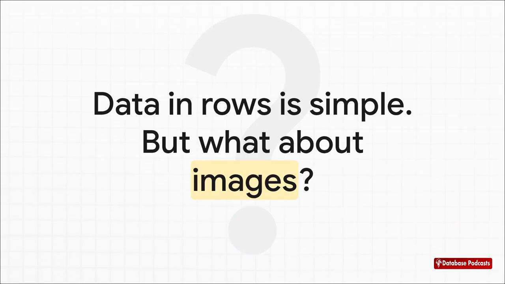Right. For those of us who live in the world of relational databases, structured data just clicks. It makes sense. But then you look at a photograph or a sentence. How on earth does a standard model that's designed for neat rows and columns make any sense out of a picture of a cat or understand the nuance in a line of text?